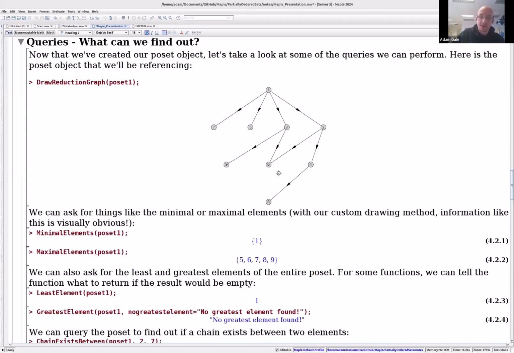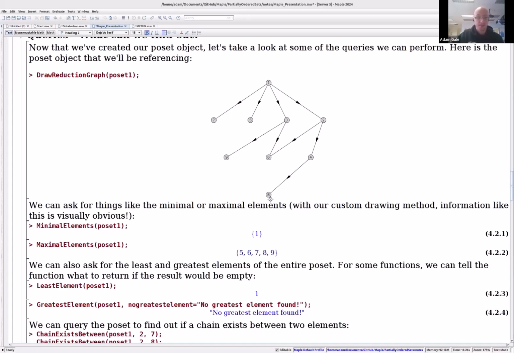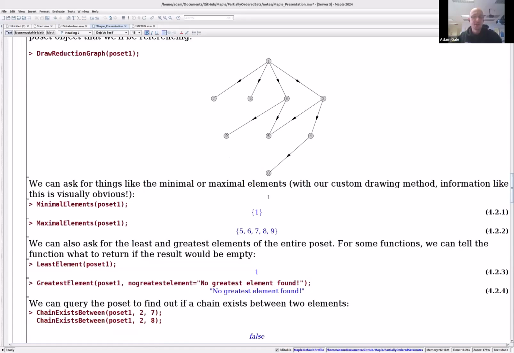So we can ask for the minimal elements, which is 1. We can see 1 up here. And we can ask for the maximal elements, in this case, 5, 6, 7, 8, 9. And we can see those visually represented here. We can also ask for the least and greatest elements of the entire poset.